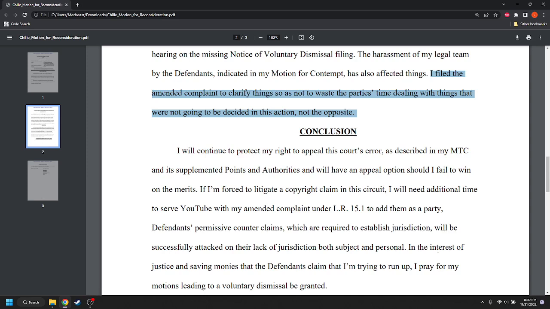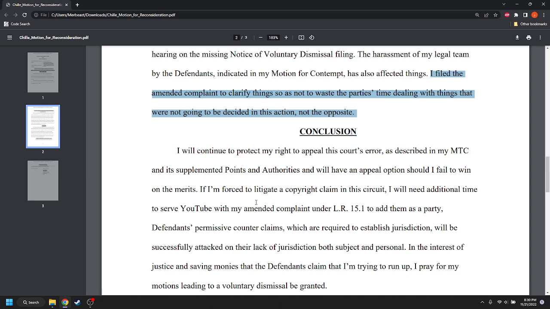If they 12(b)(6) your amended complaint, your first amended complaint, I don't know that a court of appeals is going to be like, "Oh, well, you wanted to file a motion to dismiss." No, I don't see this going anywhere, dude. I don't think anybody's going to be concerned about your appeal.